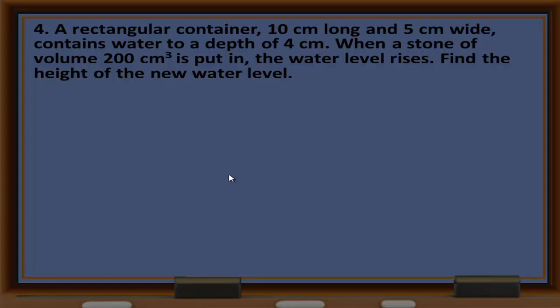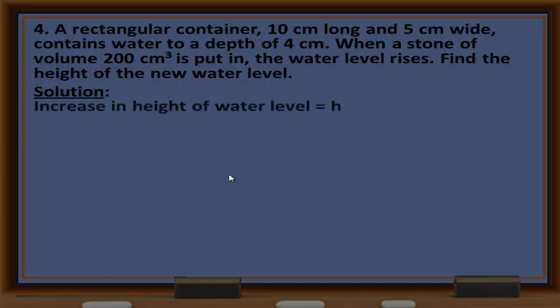Number 4. A rectangular container 10 centimeter long and 5 centimeter wide contains water to a depth of 4 centimeter. When a stone of volume 200 centimeter cube is put in, the water level rises. Find the height of the new water level.